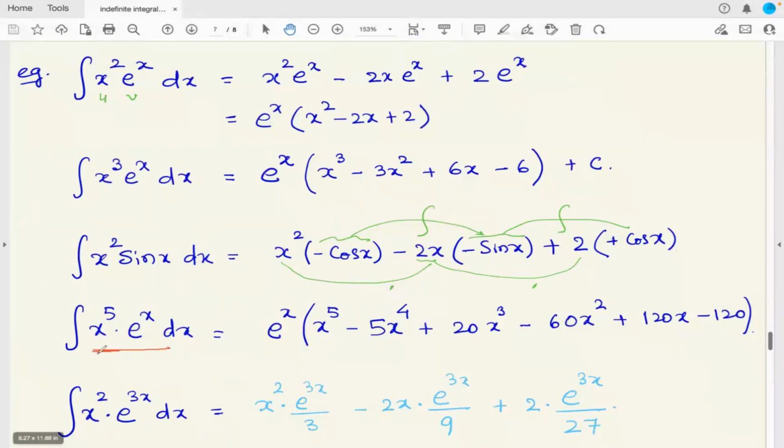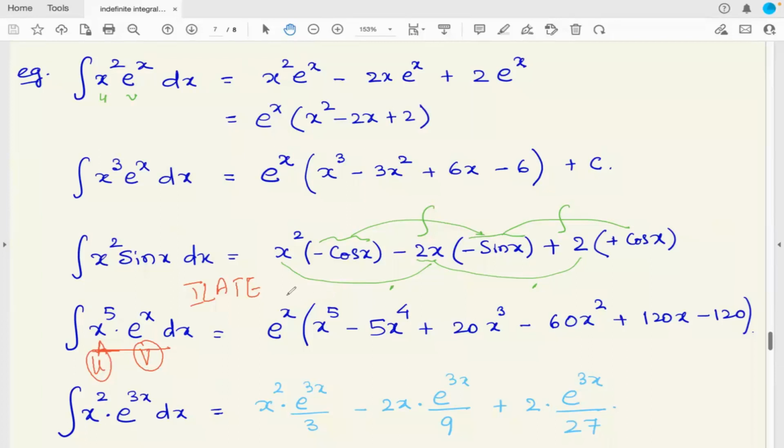We know that first we have to see that we should have an algebraic function, and according to ILATE, the second one is an exponential function. So according to ILATE we assign u as x to the power 5 and v as e to the power x. The differentiation of x to the power 5, step by step, diminishes. That means it reaches a constant value. If we continuously differentiate x to the power 5, it reaches a constant value.